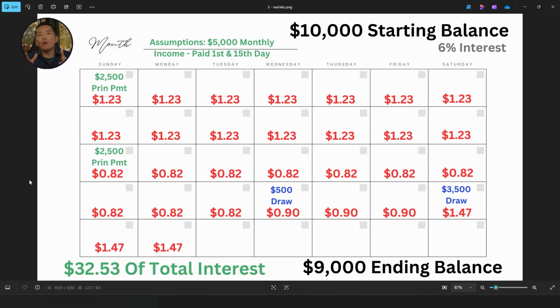Instead of doing a one-time $1,000 principal reduction payment, we are instead going to use our entire paycheck to lower the average daily balance, or the daily balance, so that it results in lower interest costs on a daily basis. So here's what that could look like.